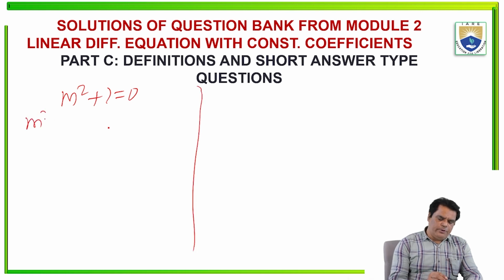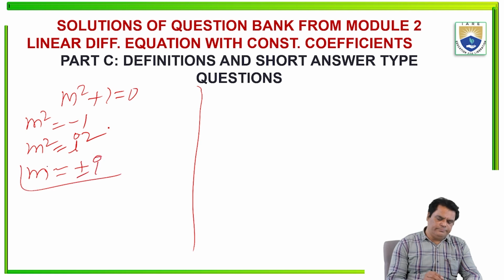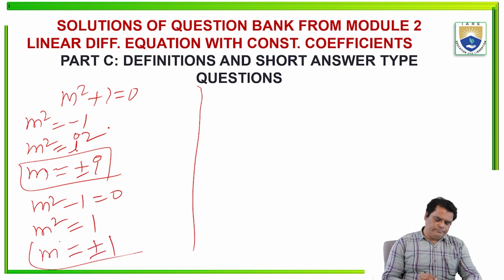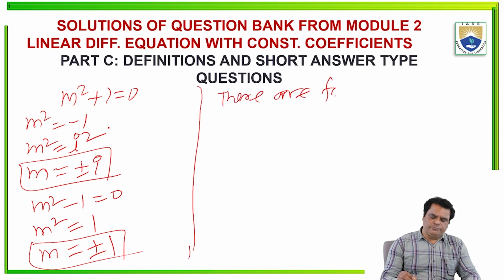Then m square equal to minus 1. M square equal to i square, so m equal to plus minus i. Okay, this is 1. Next is m square minus 1 equal to 0, so m square equal to 1, so m equal to plus minus 1. Okay, so there are 4 roots of 1.